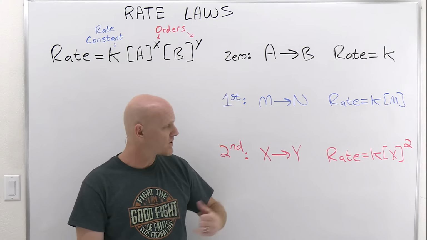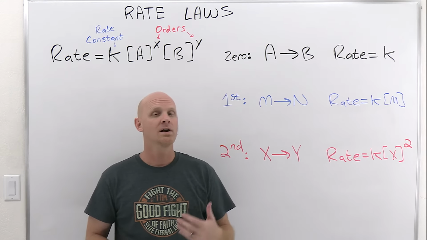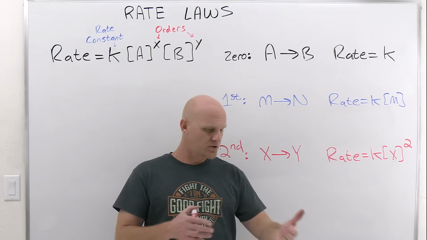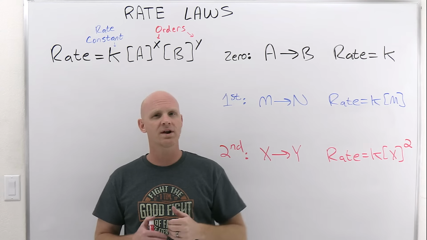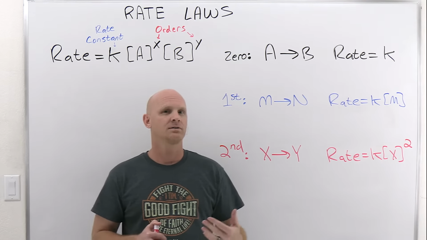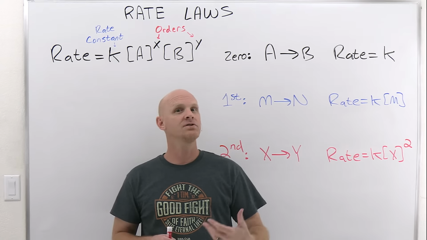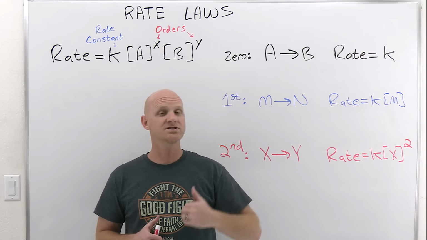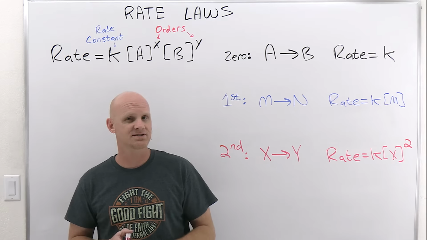And so again, when we're going back and looking at some experimental data, when we look at 2 different trials and we say, oh, look at those 2 trials, the concentration of whatever tripled there, and then the rate went up by a factor of 9. Well, tripled squared is 9, and that's how we determine if it's a second order reactant.